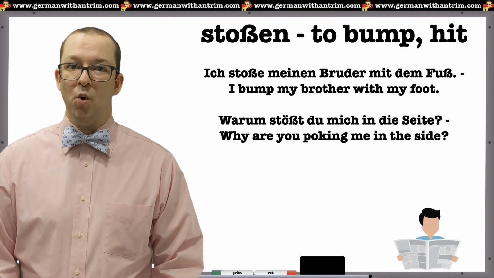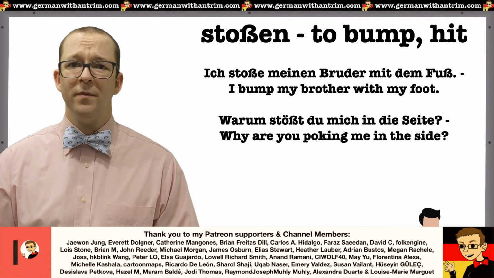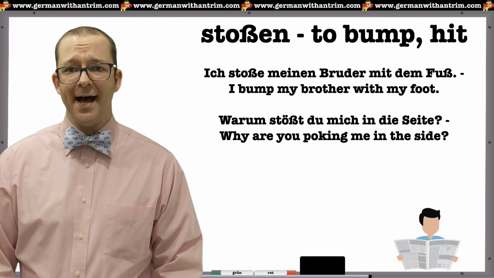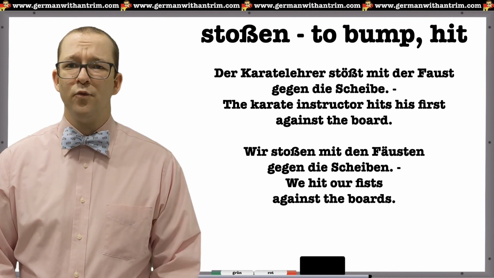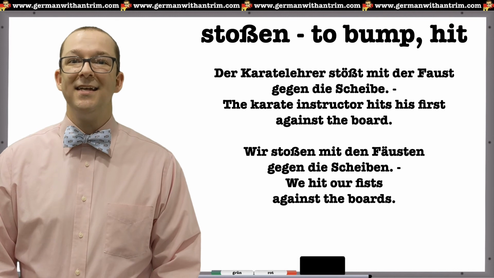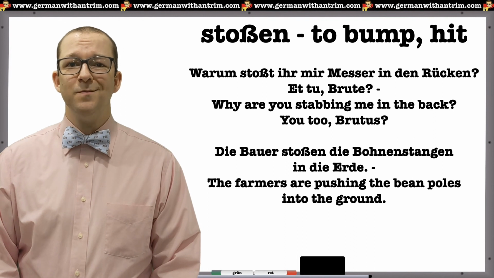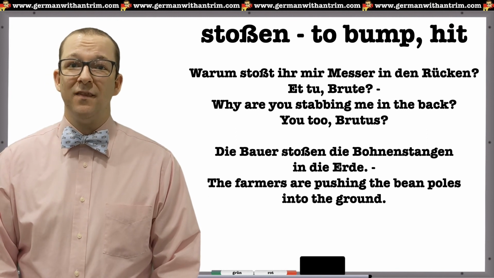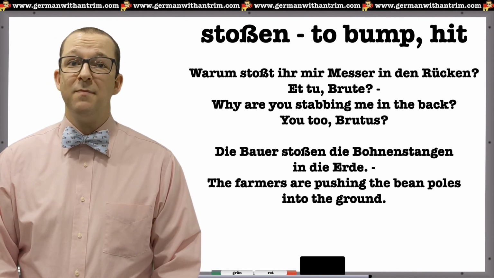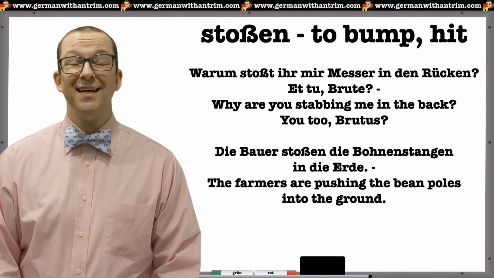Ich stoße meinen Bruder mit dem Fuß. I bump my brother with my foot. Warum stößt du mich in die Seite? Why are you poking me in the side? Der Karate-Lehrer stößt mit der Faust gegen die Scheibe. The karate instructor hits his fist against the board. Wir stoßen mit den Fäusten gegen die Scheibe. We hit our fists against the boards. Warum stoßt ihr mir Messer in den Rücken? Et tu, Brute? Why are you stabbing me in the back? You too, Brutus? Die Bauern stoßen die Bohnenstangen in die Erde. The farmers are pushing the bean poles into the ground.